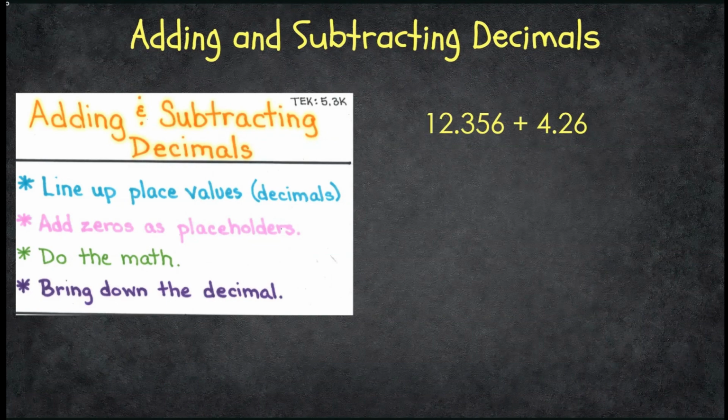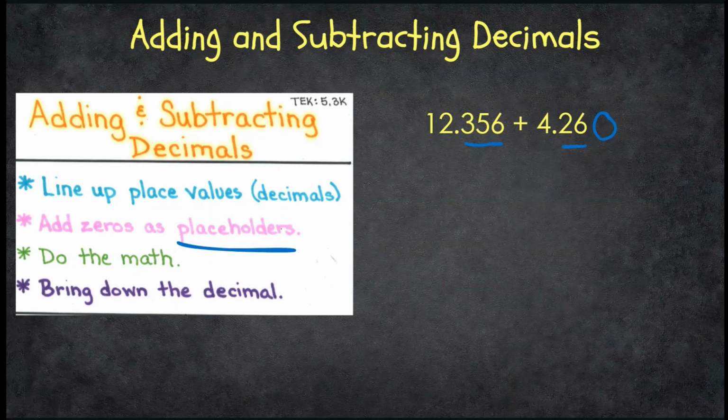So let's go ahead and take a look at our first equation. We have 12 and 356 thousandths plus 4 and 26 hundredths. So a couple things going on here with these two numbers. The very first thing I noticed was this first number has thousandths. This second number only has hundredths. I'm going to need to add that zero into the thousandths place. That is what I'm talking about when we add a zero as a placeholder.